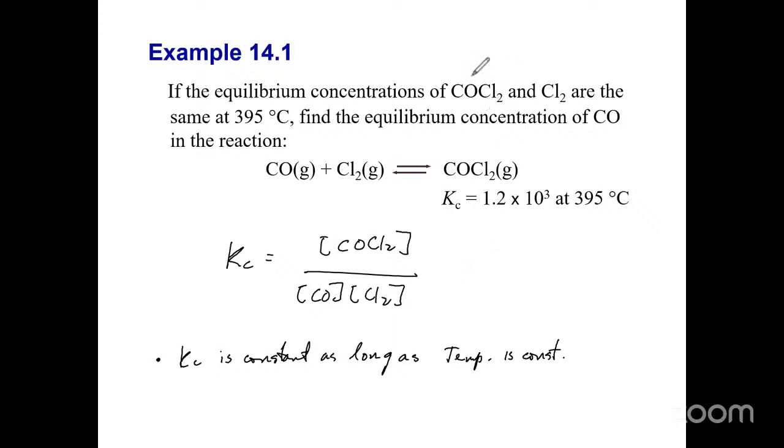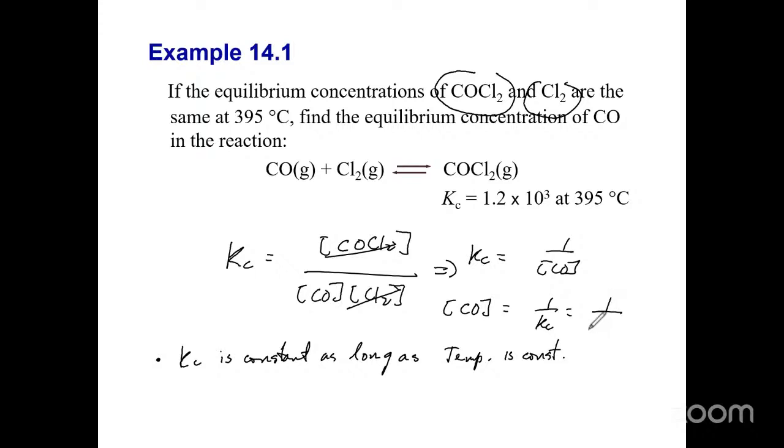Now the question says, if the equilibrium concentrations of COCl2 and Cl2 are the same, find the equilibrium concentration of CO. So what this question is saying is that this and this are the same, so they will cancel out, right? Therefore, this would imply that Kc is equal to 1 over the concentration of CO. But the question is asking for the concentration of CO, right? So that would be equal to 1 over Kc.